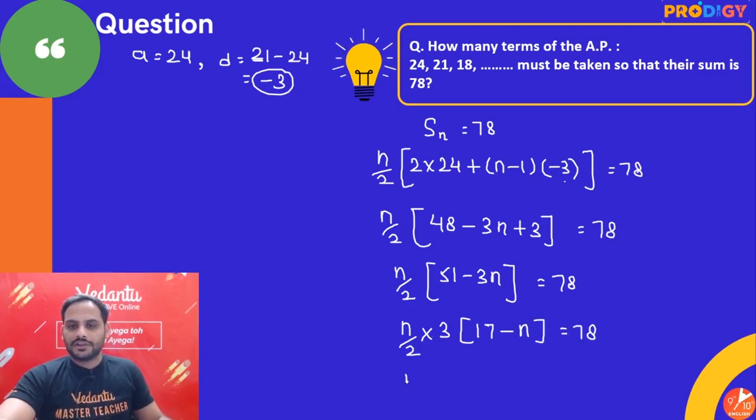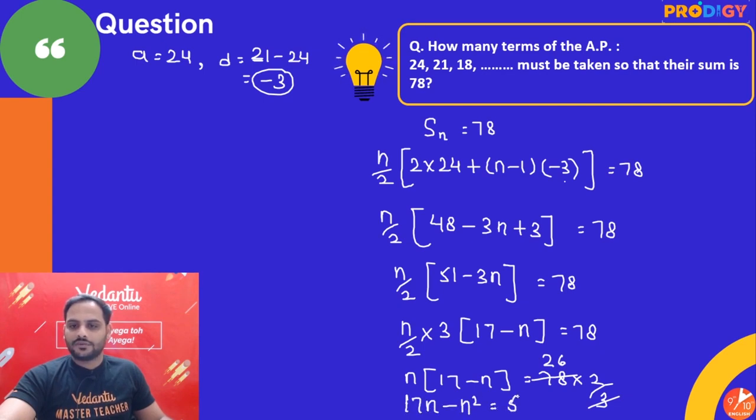Shift 3 by 2 over there. So n into 17 minus n is equal to 78 into 2 will go in multiplication, 3 will come in division. 3 ones are 3, 3 twos are 6, 3 sixes are 18. 26 into 2. So you have got 17n minus n square equals 52, since 26 twos are 52.